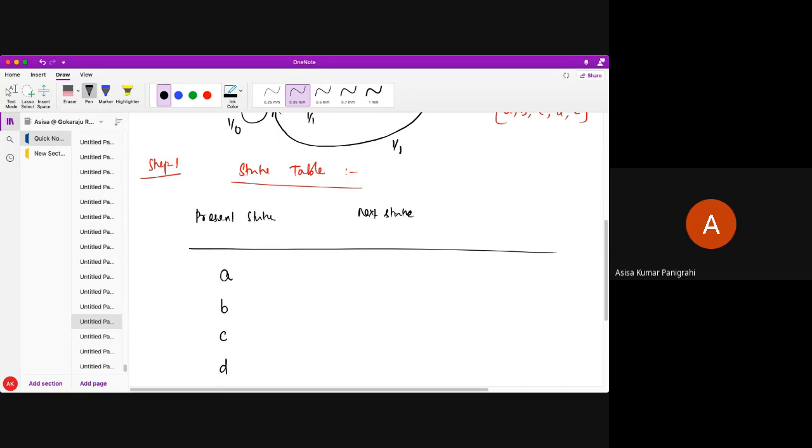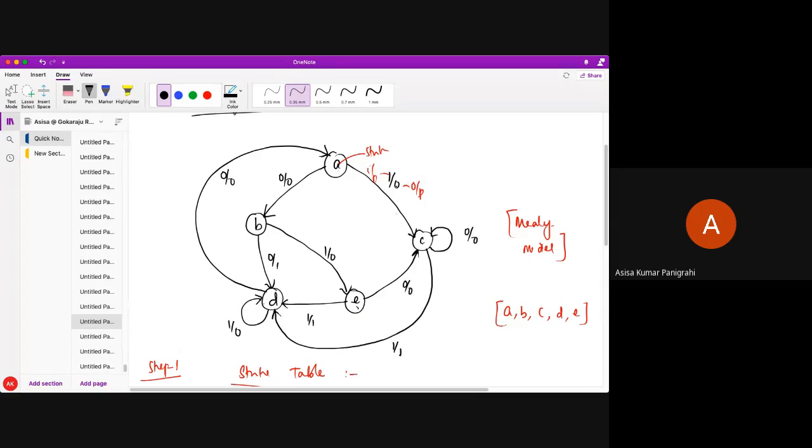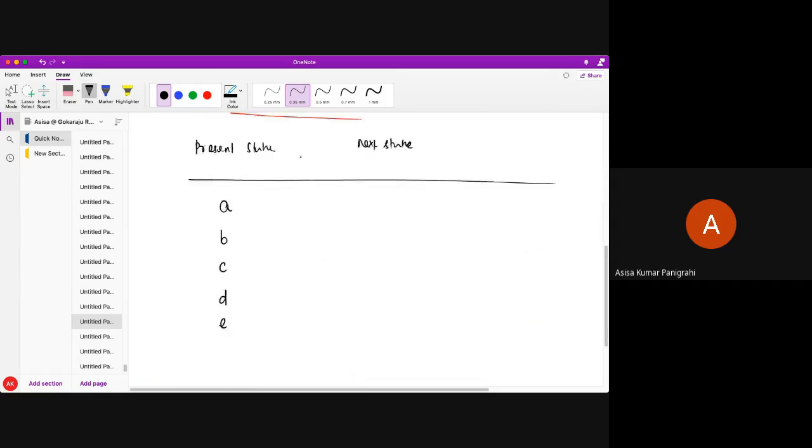Okay, so what would be my next step? If my input is 0, I am going to state B. Now I am at present state A. If my input is 0, I am going to state B. Now if my input is 1, I am going to state C. For the next state I would have two things: for input 0, I am going to one state, and for input 1, I am going to another state. Am I correct, students?